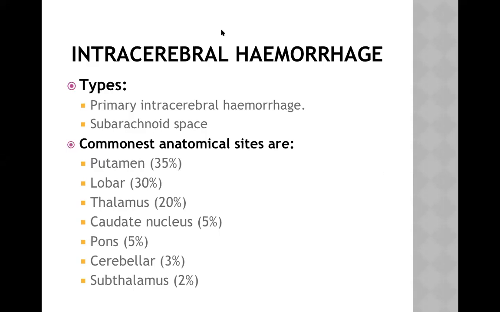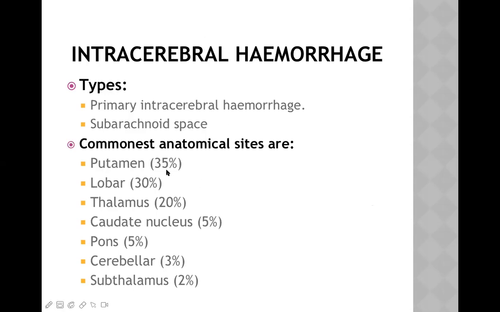Now with this, let's enter into the discussion of hemorrhagic stroke. Hemorrhagic stroke is mainly divided into two types: intracerebral hemorrhage and subarachnoid hemorrhage. So let's talk one after the other. Intracerebral hemorrhage means blood collection or blood clot formation inside the cerebral hemisphere, inside the parenchyma of the brain.